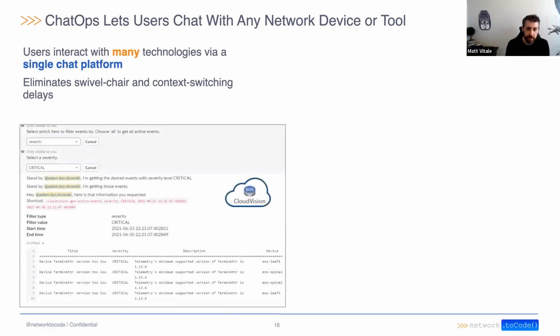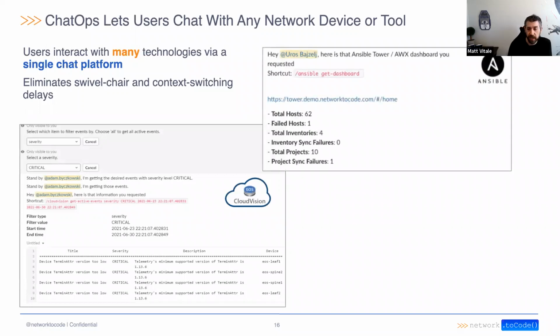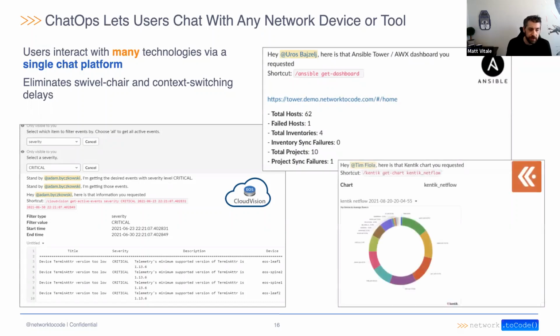We see here one example of ChatOps being used with Arista CloudVision, with another example of ChatOps pulling inventory data from Ansible Tower or AWX, and a third example of using Kentik and pulling NetFlow information. The number of tools ChatOps can work with is obviously many more than just these three, but they kind of give a good overview of current capabilities that we have available and that you can find with existing Nautobot ChatOps plugins.